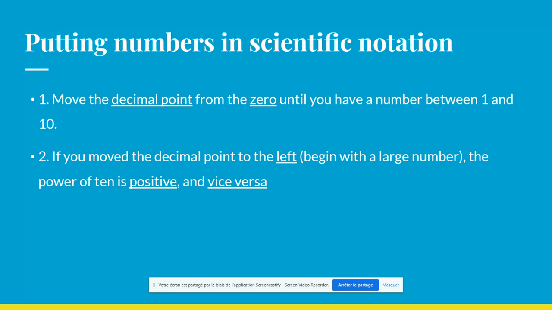So here are the steps to putting a number into scientific notation. You move the decimal point from the 0 until you have a number between 1 and 10. If you move the decimal point to the left, meaning that you started with a large number, meaning something greater than 1, the power of 10 will be positive. And then if you moved it to the right, it will be negative.